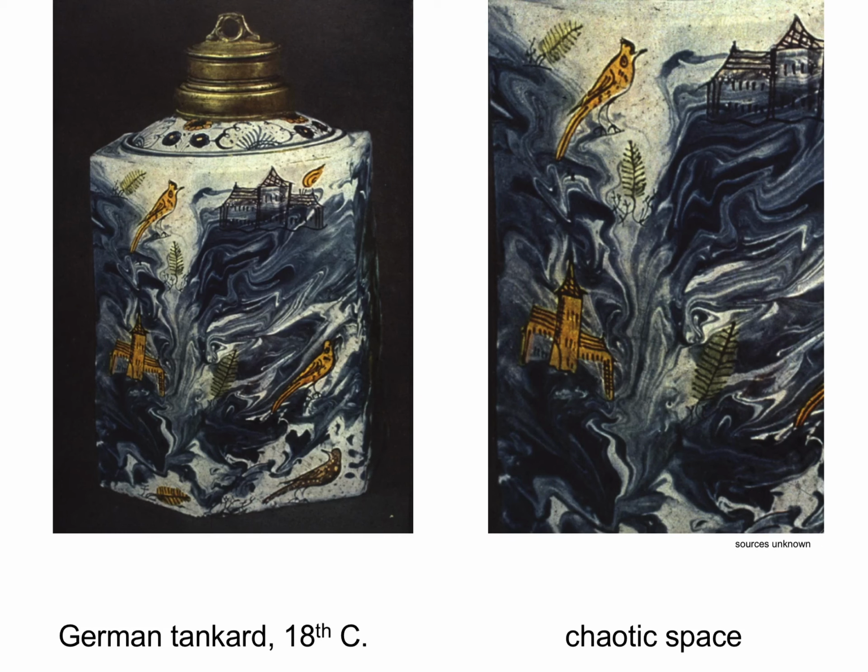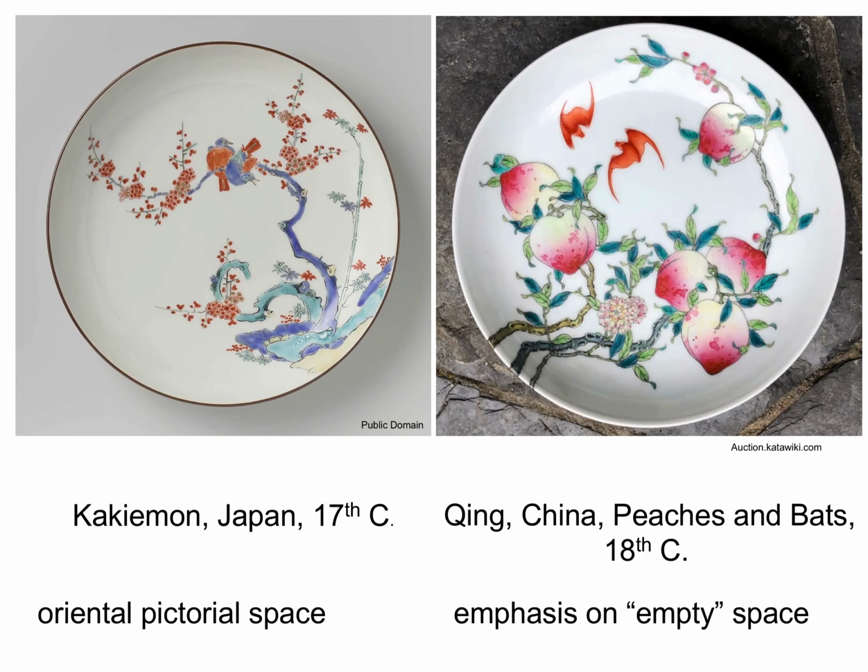This is a wonderful example of chaotic space where you get this messy surface coming from the application of the slip on the wear over which overlays elements have been added to create this messy landscape.